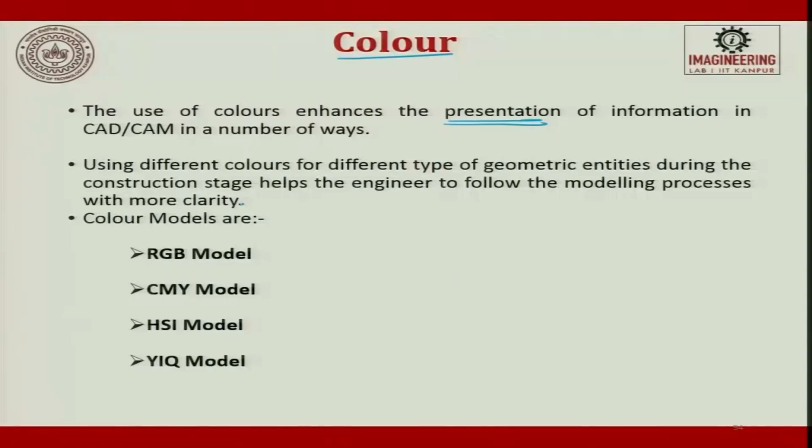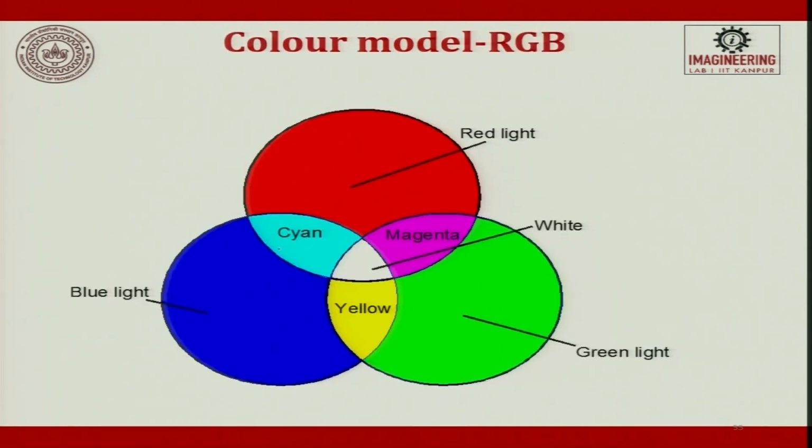So, using different colors for different types of geometric entities during the construction stage helps the engineer to follow the modeling process with more clarity. So, the color models are, you have RGB, you have CMY, HSI and YIQ. These are the 4 models. This is very common red, green, blue model which we do, and this model when we try to do this R, G and B.